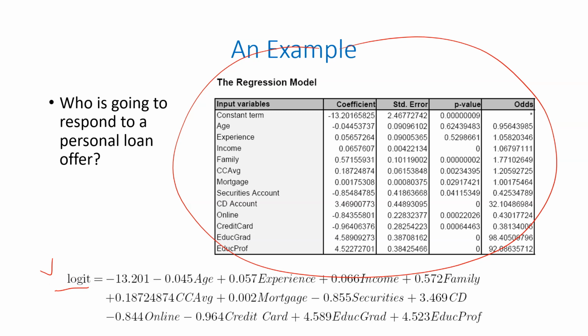For example, if the customer's age increases by 1 unit, which is 1 year, the logit value will decrease by 0.045. However, it is very difficult for a layperson who does not understand logistic regression to understand what you meant by that. How can we make the interpretation of the coefficients a little easier to understand?